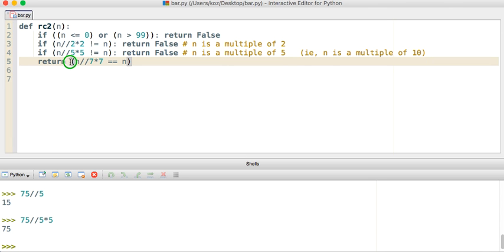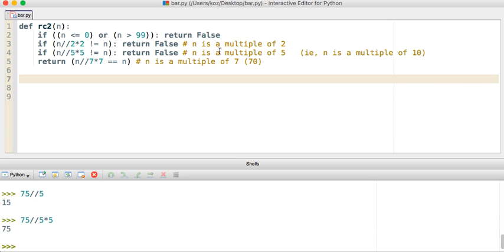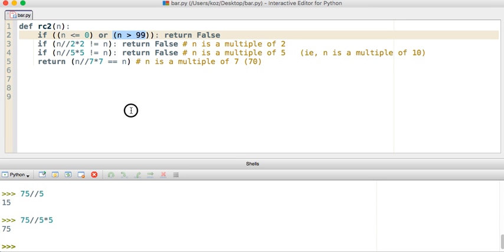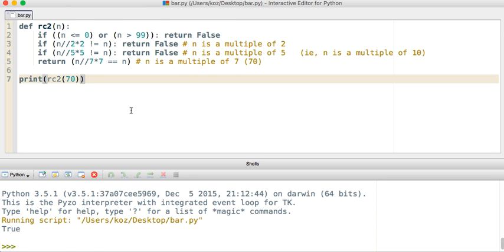Finally, we're returning that this must be true. Well, just as this checks for multiple of 2 and this checks for multiple of 5, this means n is a multiple of 7. Well, which multiples of 7 are also multiples of 10? And that would be 70. In the range, it could be more than 70, but we'd fail this first test. So sure enough, we'll simply print rc2 of 70, and it's true. So we solved the problem. Huzzah.